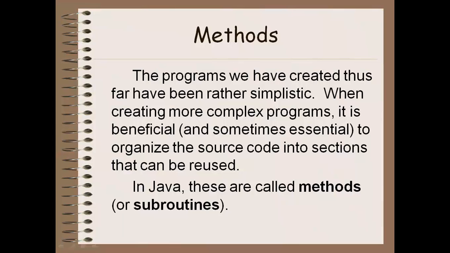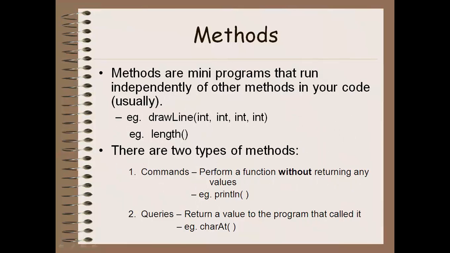complex programs. And when we do so, it's very beneficial and sometimes absolutely essential to organize our code into sections that can be reused. In Java, these sections that are reusable are called methods or subroutines. Methods are basically a mini program that runs independently of the other code in your program.